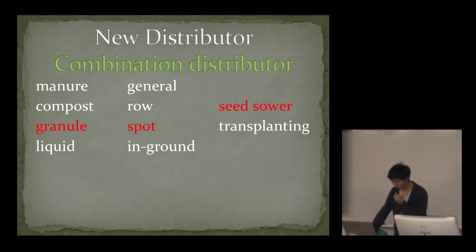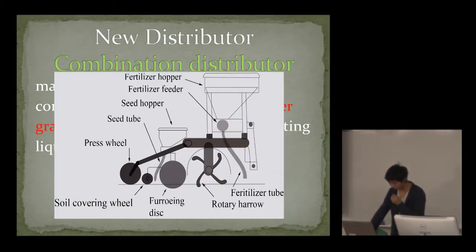Next is about new type distributors. First is combination distributor. These are machines to apply basal fertilizer simultaneously with other works such as transplanting or sowing. Fertilizer is granule, application is spot, and this machine can sow seed.